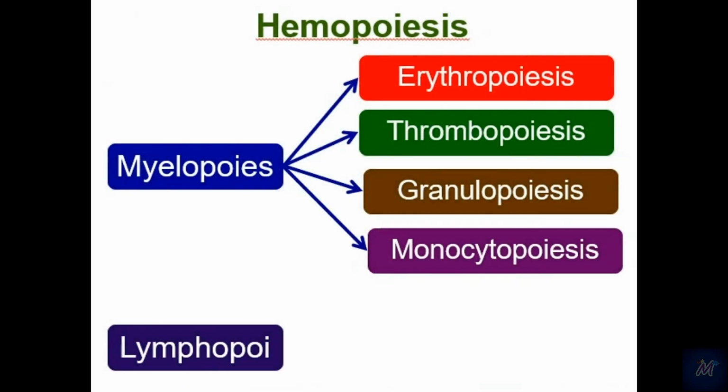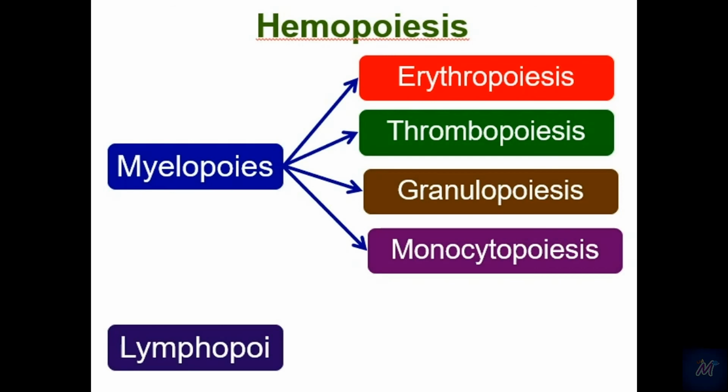So, a little about formation of formed elements of the blood. The process of formation of formed elements of the blood is named hemopoiesis in general. It's happening in the bone marrow. It can be divided, depending on the type of formed element of the blood, into erythropoiesis, the process of formation of erythrocytes, and thrombopoiesis, the process of formation of platelets.